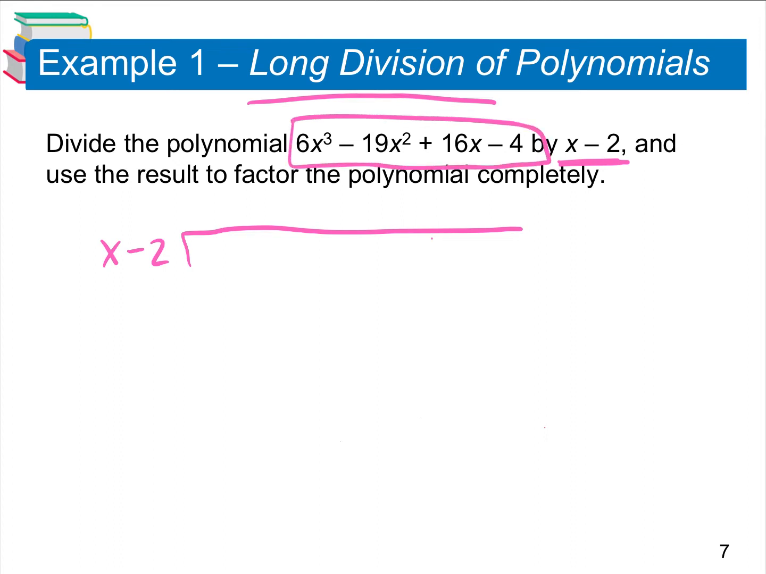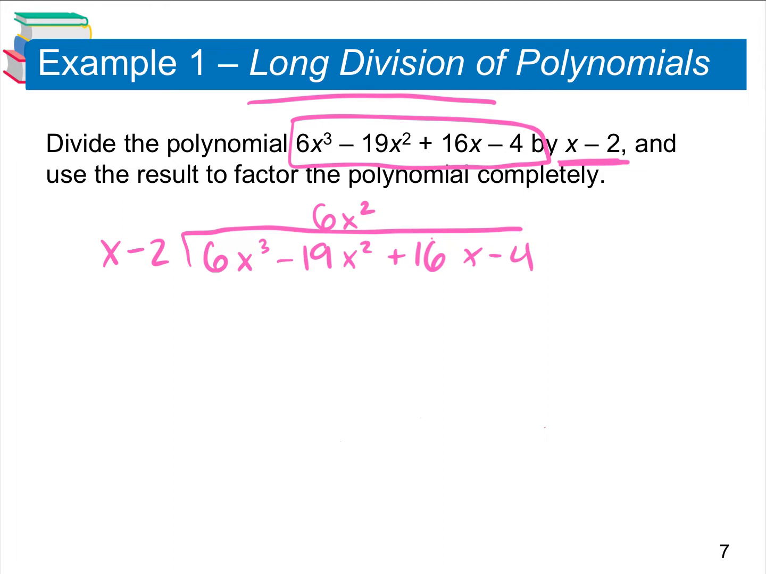So it'll be x minus 2 on the outside, 6x cubed minus 19x squared plus 16x minus 4 on the inside. Now we need to think, what times x gives us 6x cubed? Perfect, 6x squared. Or we could just divide that 6x cubed by x, and that would be 6x squared. It's important when you're doing long division to stay organized. Notice how I wrote my 6x squared on top of the x squared term.